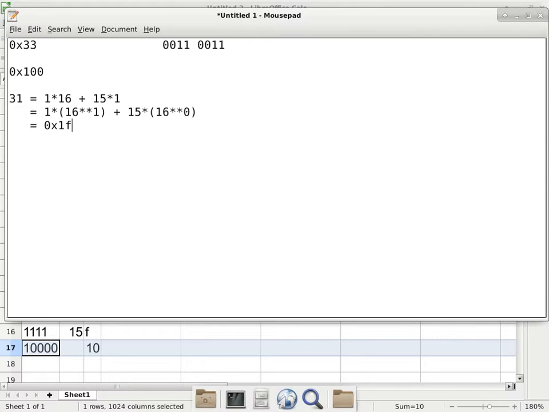Yep, go ahead. So for the hexadecimal 33, why isn't it shown? Okay, never mind. I get it.